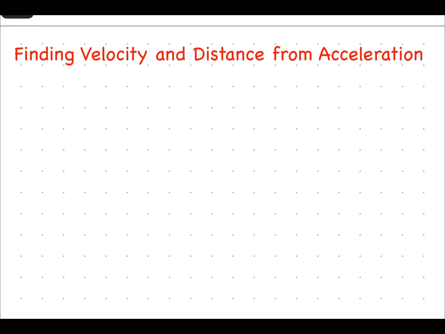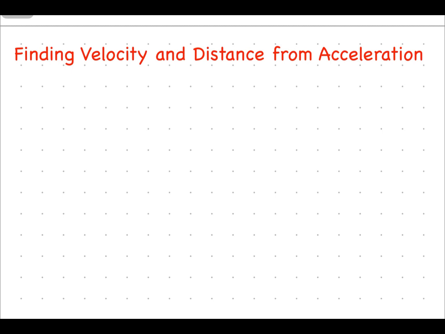Okay, so I think I've already mentioned this aspect before. In one of my tutorials, I was mentioning how you will be able to find distance from the velocity function and also velocity from the acceleration function. And I made mention of the fact that if you studied your calculus 1 well, that is differentiation.